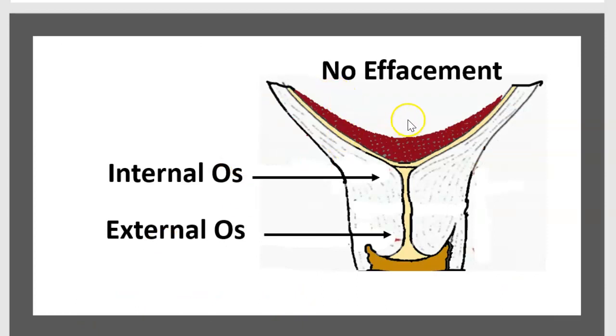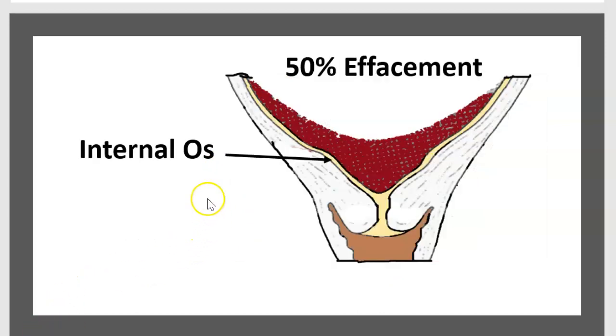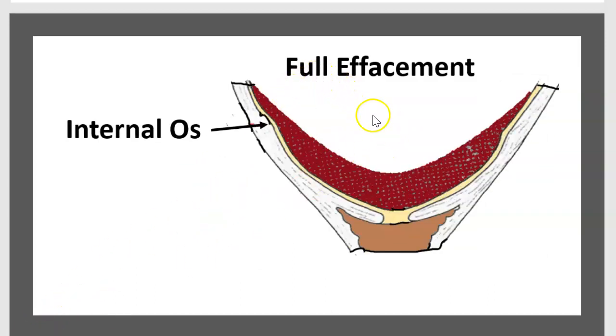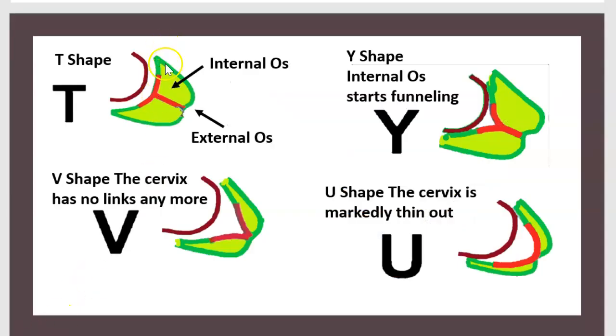Here, no effacement, internal os and external os. Here is 50% effacement, full effacement. Before effacement is T-shape, then it moves to Y-shape. Internal os starts fanning. Then it moves to V-shape.